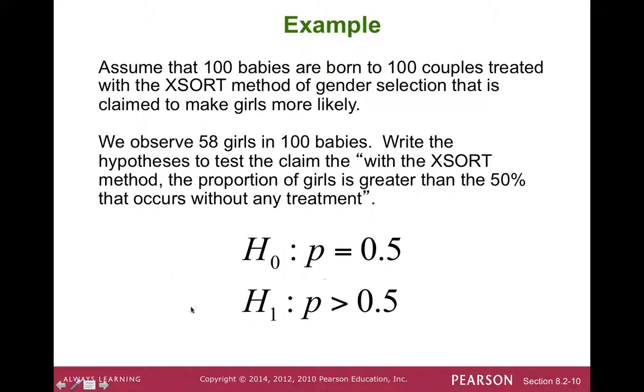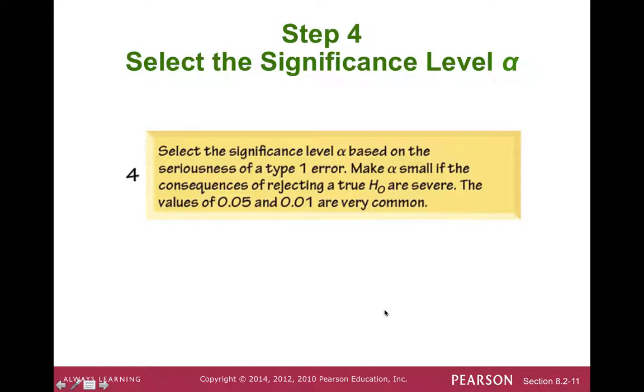Whereas our alternative is that this method actually increases the likelihood of girls, so that in this case, our proportion of girls would be greater than 50%. So here's how we've defined our null: our p is equal to 50% or 0.5. And our alternative is that our p is greater than 50% or 0.5.